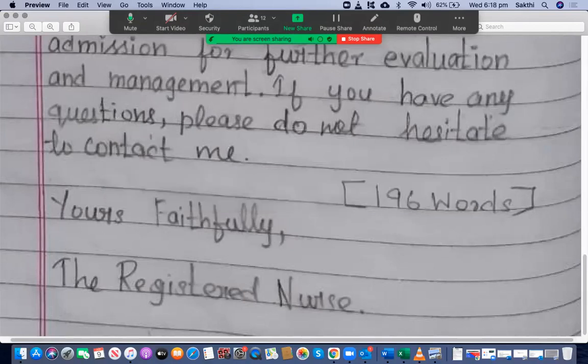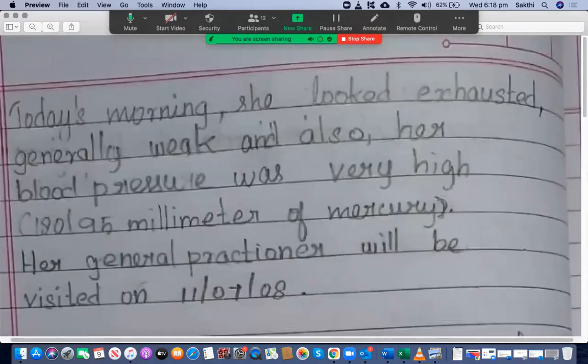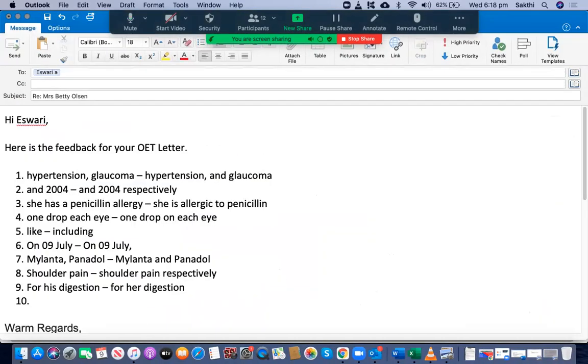So she does not sleep well. All right, let's go to the next one. Today's morning. You don't need to mention today's morning. You can simply say today morning. That's it. Today's morning, and there's a comma. No, that's wrong. Today morning.